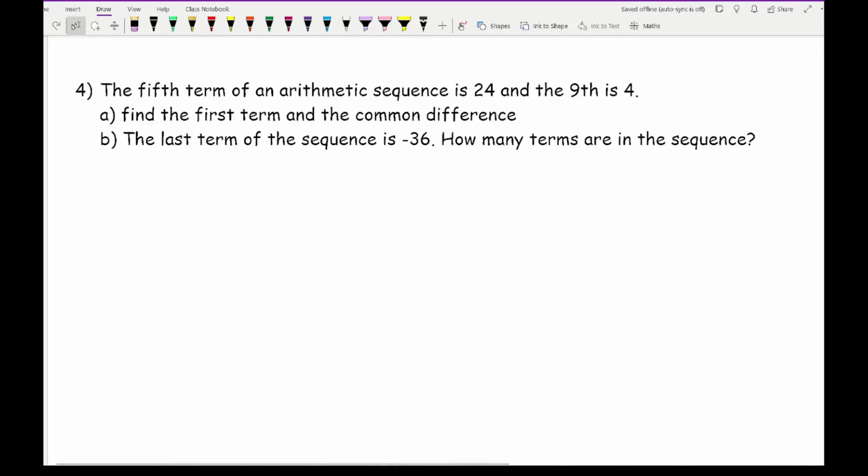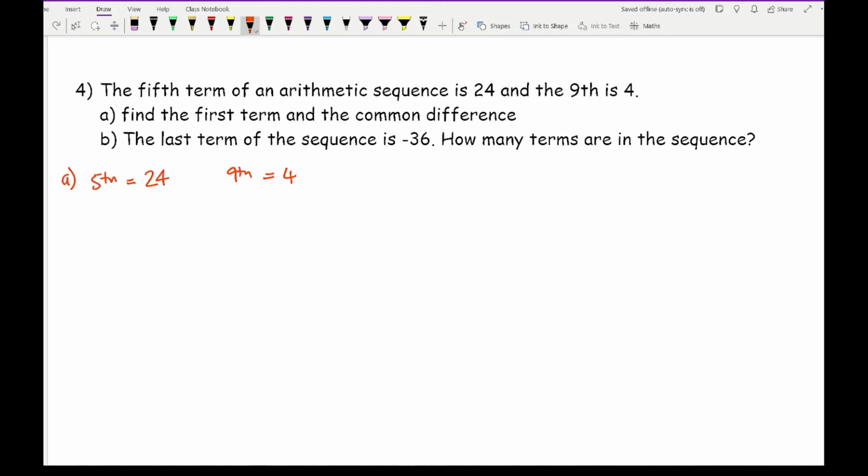Now looking at this fourth example, the question says that the fifth term of an arithmetic series is 24 and the ninth is 4, and the question is asking us to find the first term and the common difference. Well, in terms of the information that we're given, we know that the fifth term is equal to 24 and the ninth term is equal to 4.